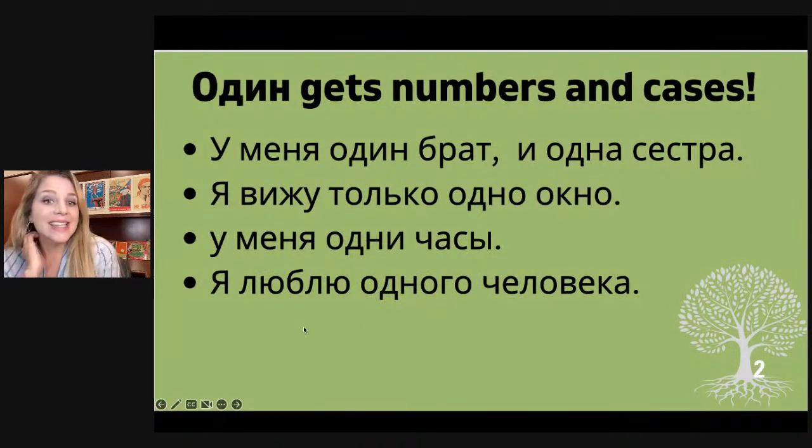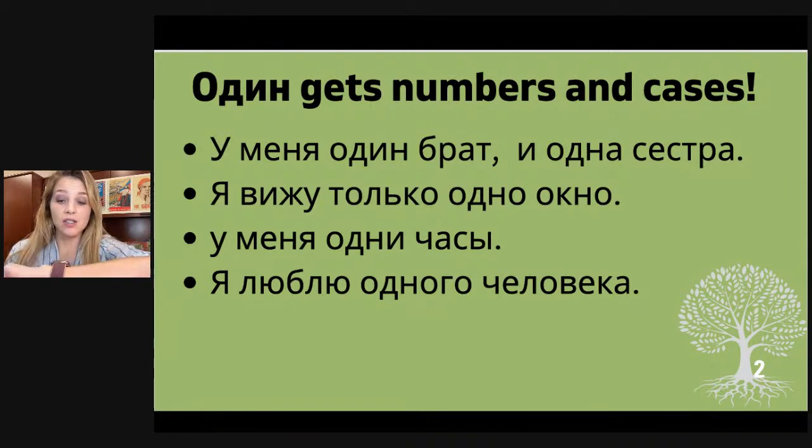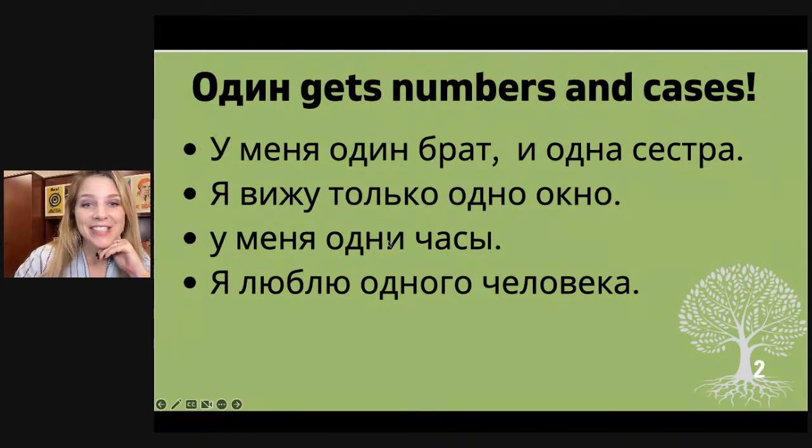У меня одни часы. Look at how confusing this is. Часы, a watch, is plural. And so we actually do like a plural version of the number 1, which is like counterintuitive, but that's how you do it. Then also the number 1 gets cases. Я люблю одного человека. I love one person.